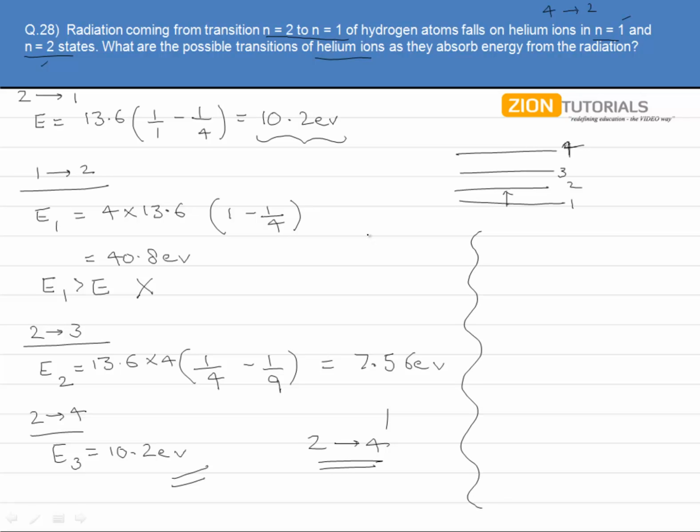But one thing in such types of questions, you can keep in your mind that if it is a 1 to 2 transition in hydrogen, and you multiply it with Z, for helium, what is Z? It is 2. So multiply the lower as well as the higher state with 2. So it is equivalent to a 2 to 4 transition in helium. Similarly, for lithium, it will be 1 into 3 and 2 into 3. That is 3 to 6 in lithium, and so on.